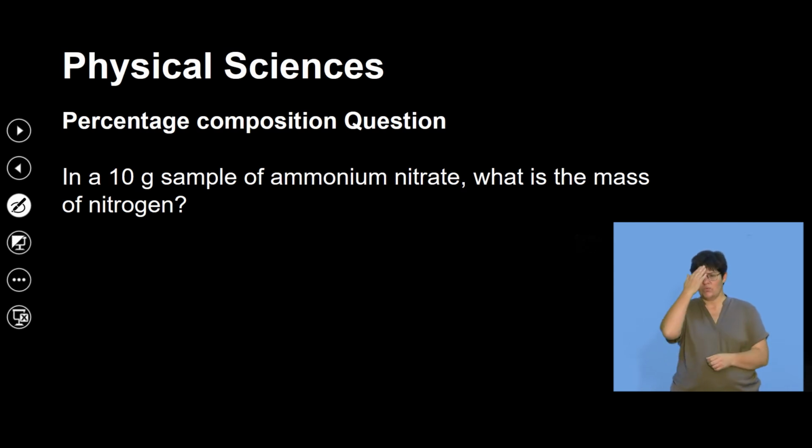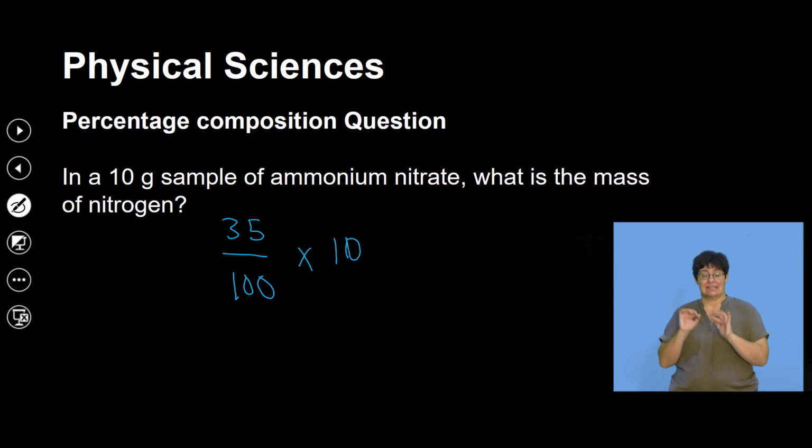So to find the mass of nitrogen in a 10-gram sample, we'll say 35 over 100, because for every 100 grams, 35 grams is nitrogen. This we multiply by 10, which is the actual mass, okay? So we'll get 3.5 grams of nitrogen.